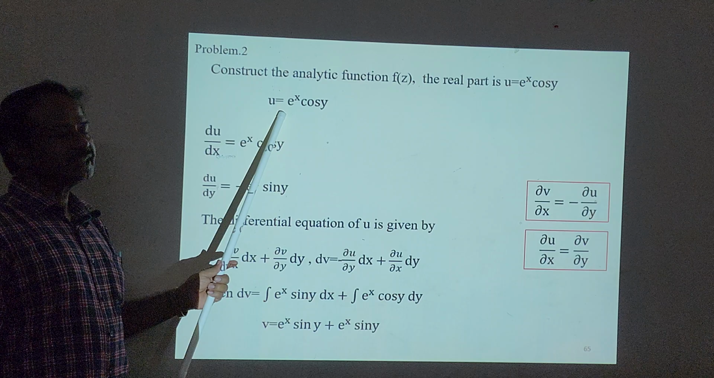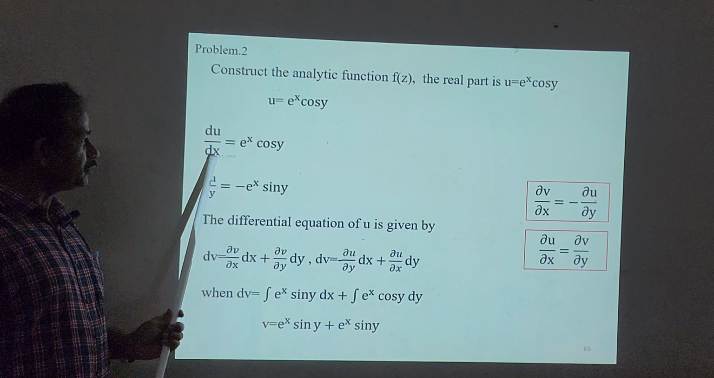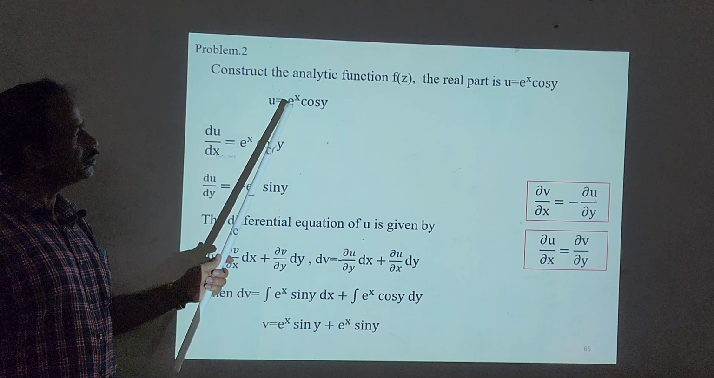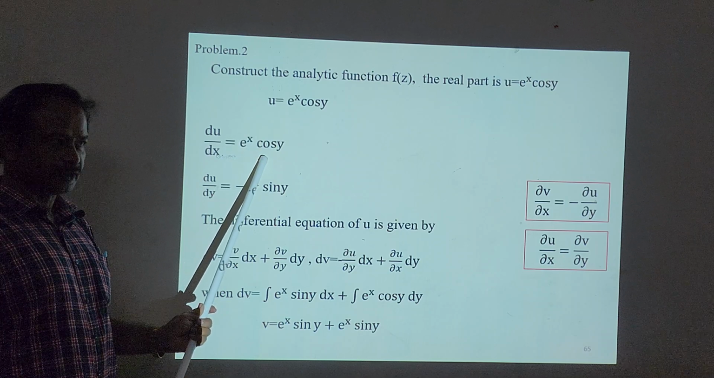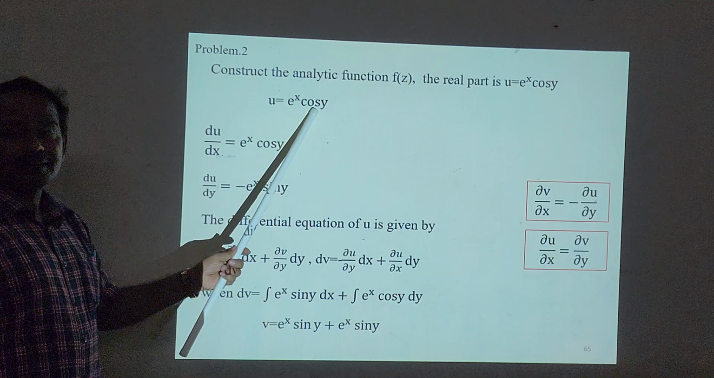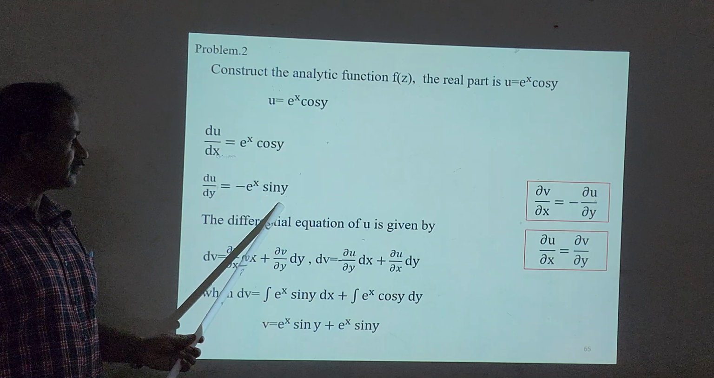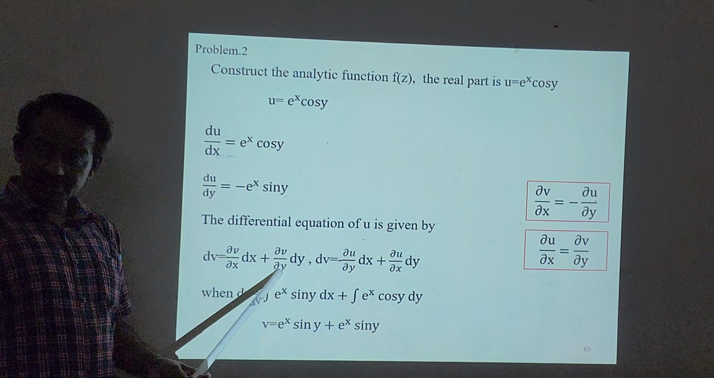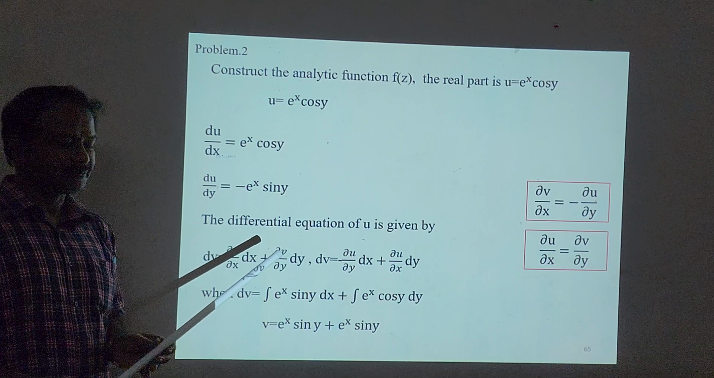So u is given as e to the power x cos y. So we are going to differentiate with respect to x. So du by dx will give you e power x; differentiating again gives e power x, so e power x cos y. Is it okay? Now du by dy: e power x cos y, we are going to differentiate cos y to minus sin y, so minus e power x sin y. This is the original differential equation which we have seen already in the first video's lecture itself.